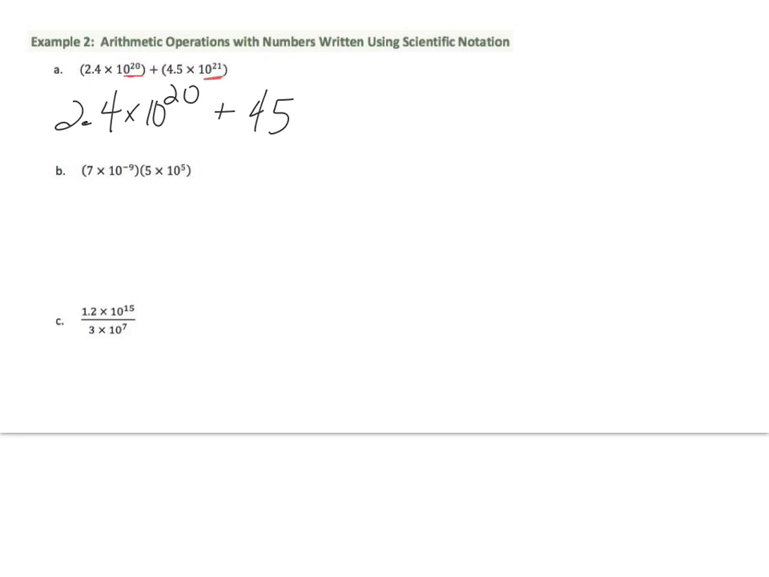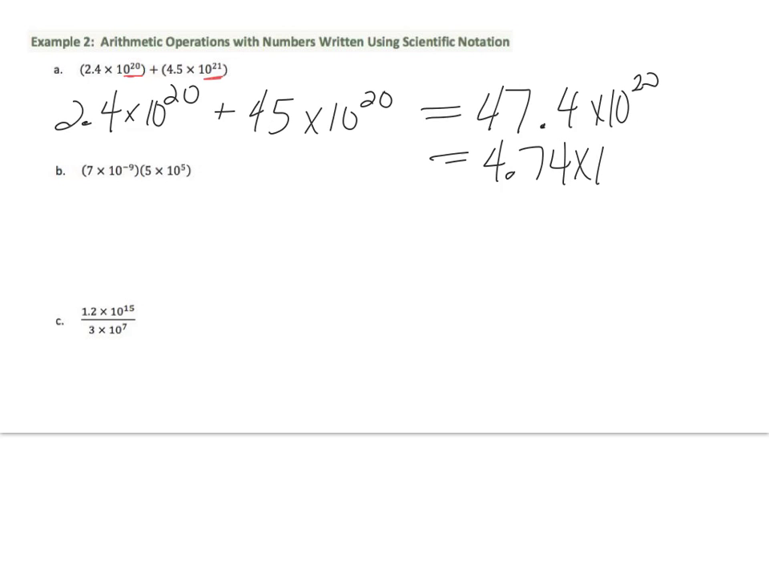Plus, it'll be 45 times 10 to the 20th. So now it's almost like I have like terms, so I can add everything together. It's going to be 47.4 times 10 to the 20th, which I then need to say 4.74 times 10 to the 21st. So being able to move your exponents, your powers of 10, up and down quickly will make it a little bit easier for you to figure out.